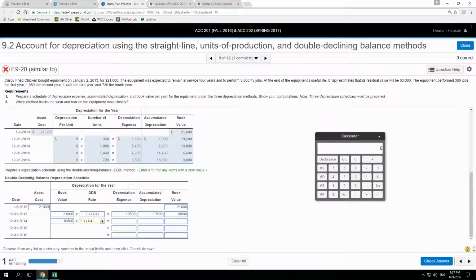So you're going to have $750, right? Wait a minute. Wait, what am I doing? Just do it with a calculator. 5,250. Okay. So now your accumulated depreciation is going to be 15,750. I'm going to add the current year's depreciation expense to the accumulated depreciation.